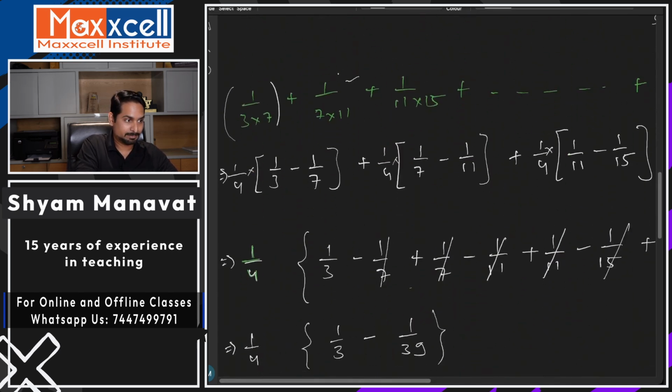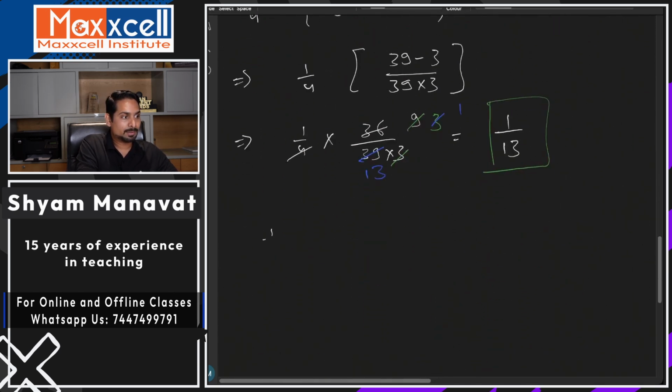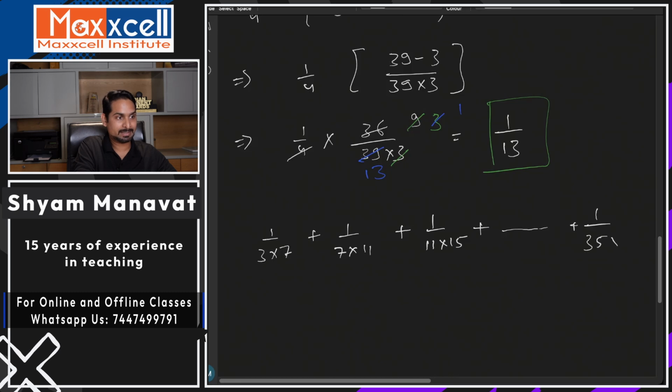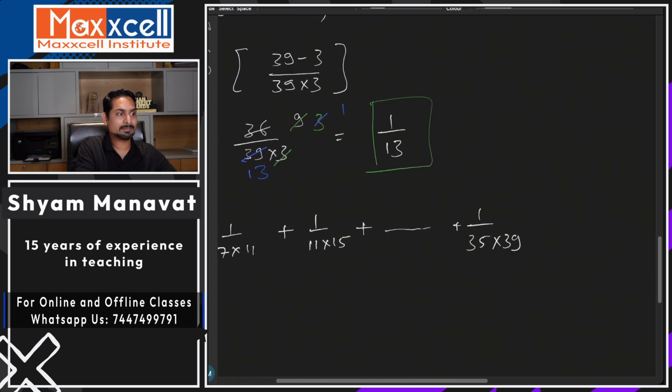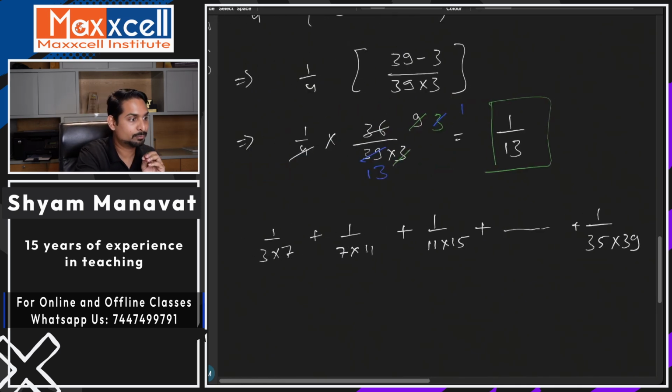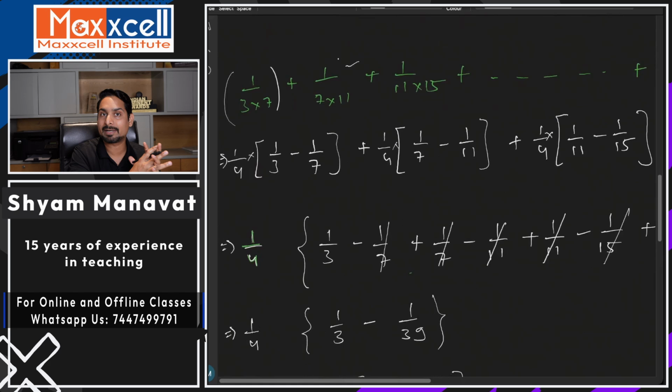Yeah, so let me write this for you. 1 upon 3 into 7 plus 1 upon 7 into 11 plus 1 upon 11 into 15 plus till 1 upon 35 into 39 is equal to 1 upon 13. Did you understand the importance of partial fraction here? If you don't apply partial fraction, you will not be able to cancel this and simplify it.